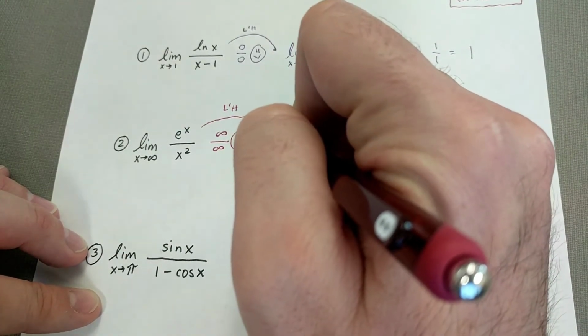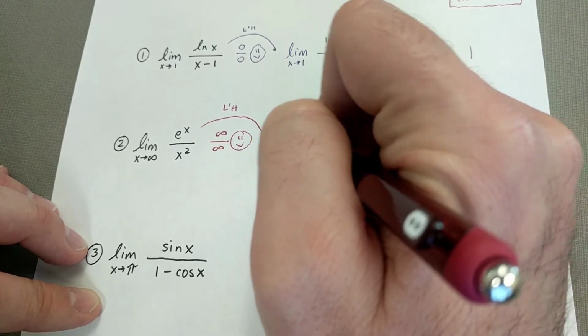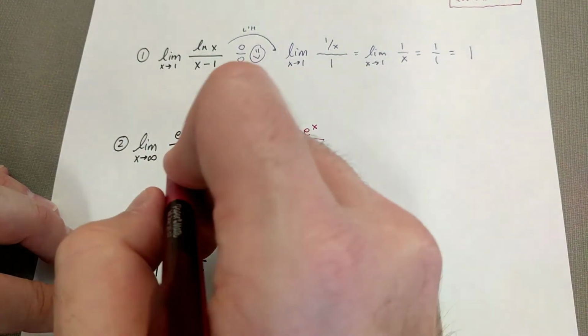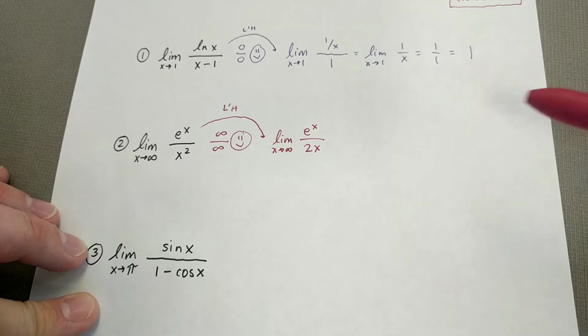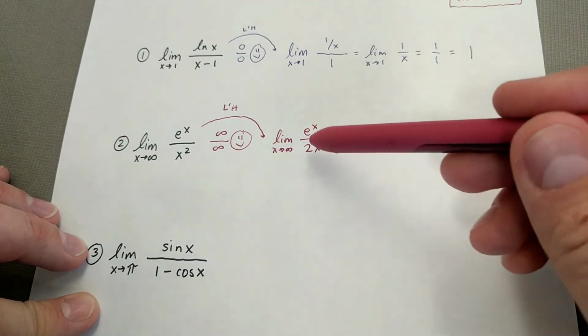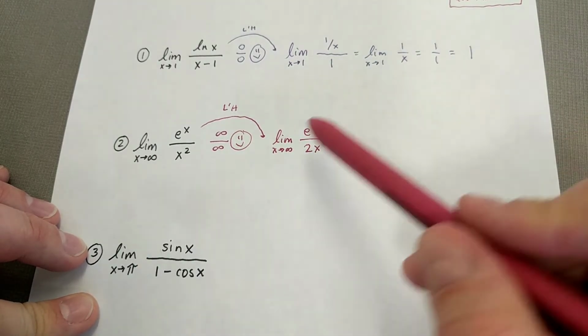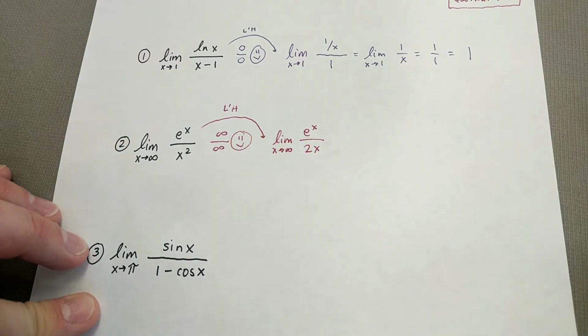So the limit as x approaches infinity of the derivative of e to the x, which is just e to the x, over the derivative of the denominator, x squared, which is 2x. All right. And at this point, you're maybe expecting to come up with some sort of answer here, but let's check it. If you substitute in a very large number, that numerator is still large. That denominator is still large. Granted, smaller than it was before, but still approaching infinity. We have, once again, an infinity over infinity case.